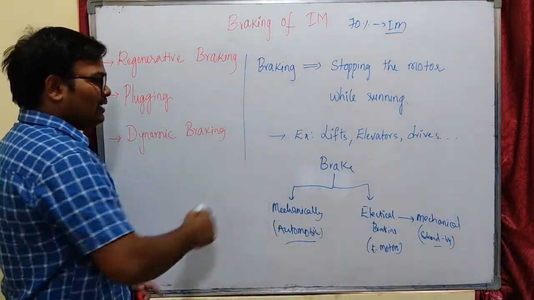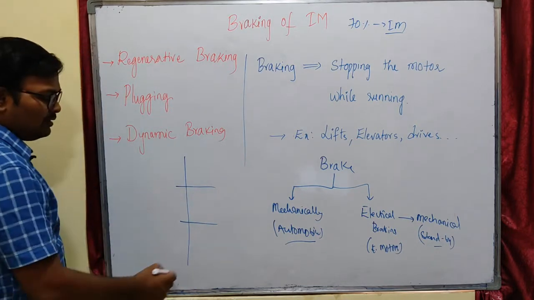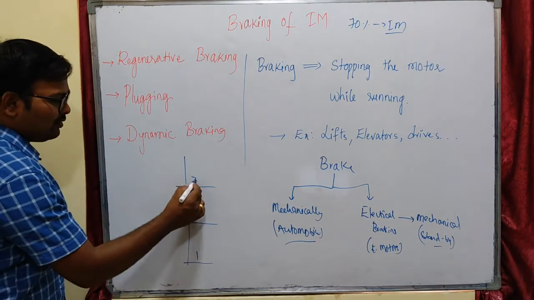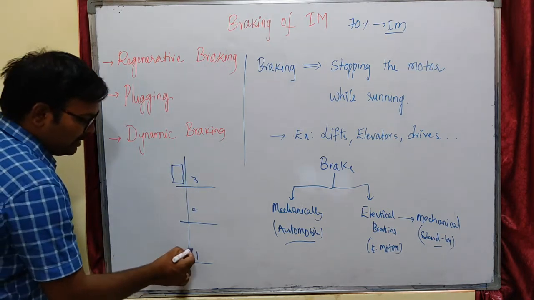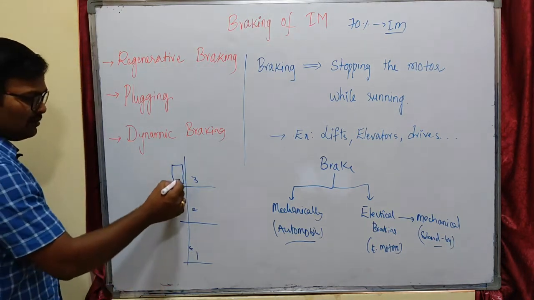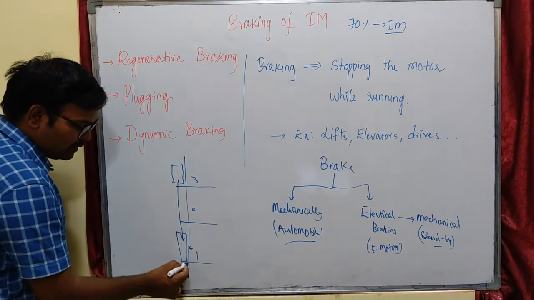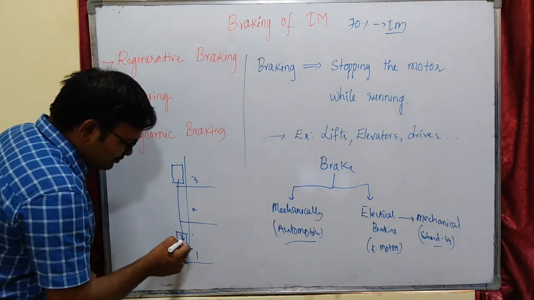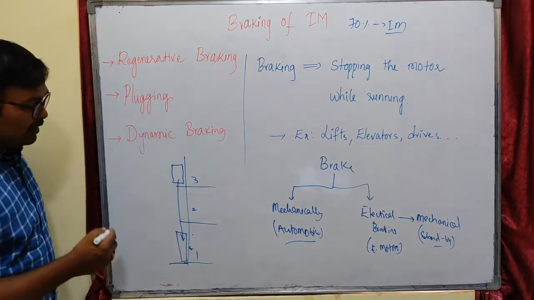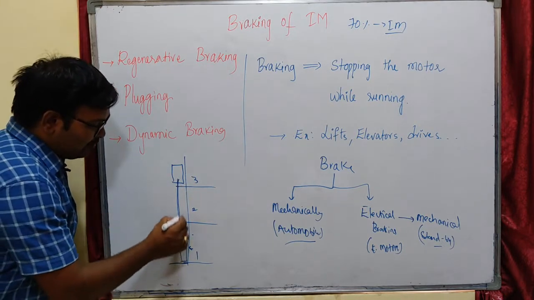So let us take an example of a lift, an elevator. Suppose I have three floors: this is my first floor, second floor, third floor, and this is my lift elevator here. Somebody presses the button here, so the lift starts coming down, and it has to stop at a position where it matches with the floor number. So how can you stop exactly at the floor number? That is done by our electrical braking.